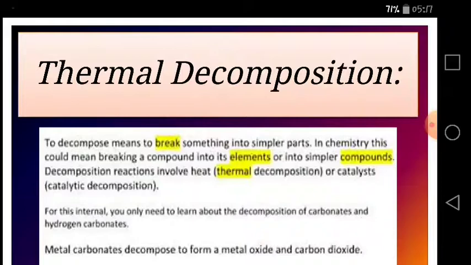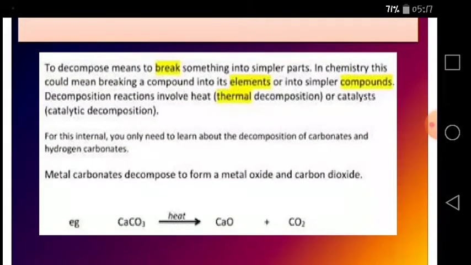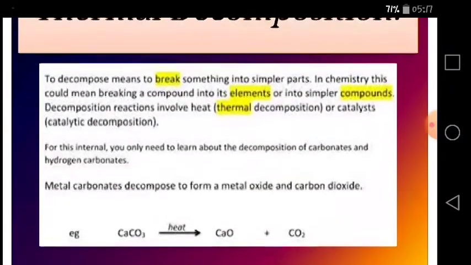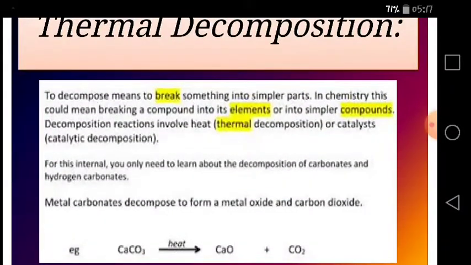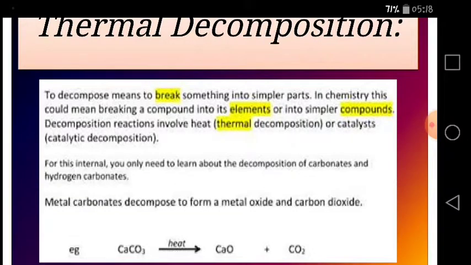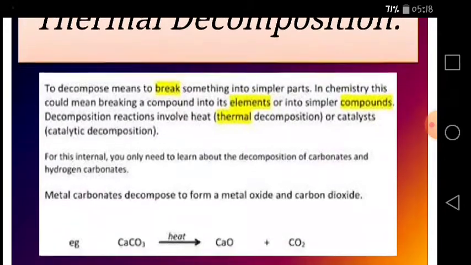You only need to learn about the decomposition of carbonates and hydrogen carbonates, and over here we are going to focus on the metal carbonates, which decompose to form a metal oxide and carbon dioxide. For example, calcium carbonate, when we heat it, gives us calcium oxide plus carbon dioxide. So this is called thermal decomposition, when we heat any metal carbonate and it breaks down into its respective oxide and carbon dioxide gas is released.